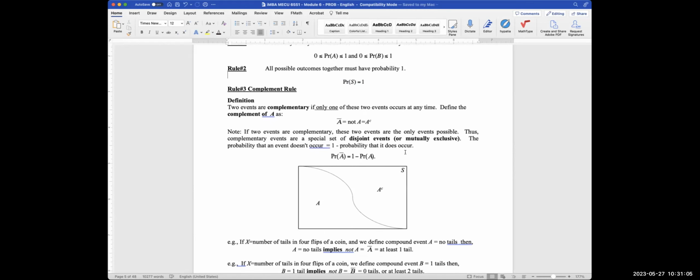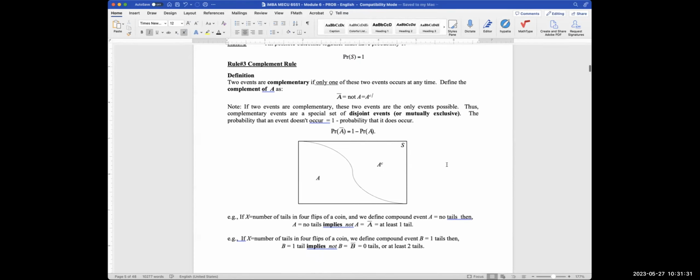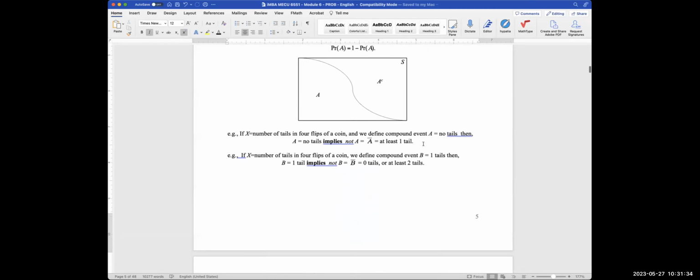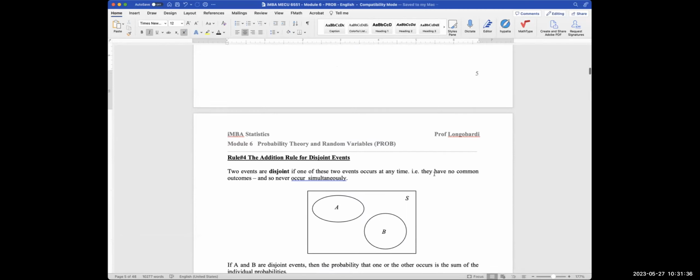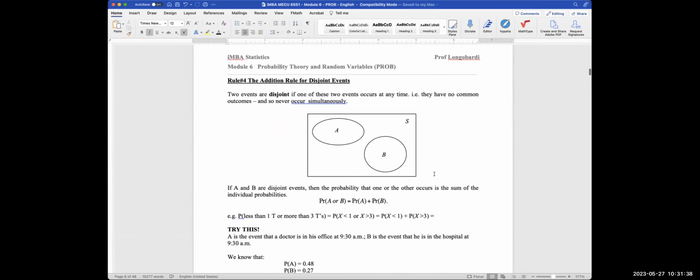Rule number 3, the complement rule, which we used, and I introduced some notation. Rather than calling it A and B, I'm going to refer to A in terms of its complement. So it's going to be A and A complement with a little C superscript, or I can use a bar to say not A. So those are all not A happening. And I just referred to some of the example using the previous example.